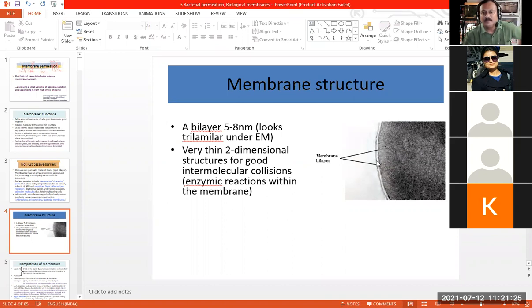If you measure the dimensions, it is a very thin membrane. The total width is only about 5 to 8 nanometers. You know how much is a nanometer? 10 to the power -9 meter. So that is a very small unit, just 5 to 8 nanometers, and it has so many interesting properties.